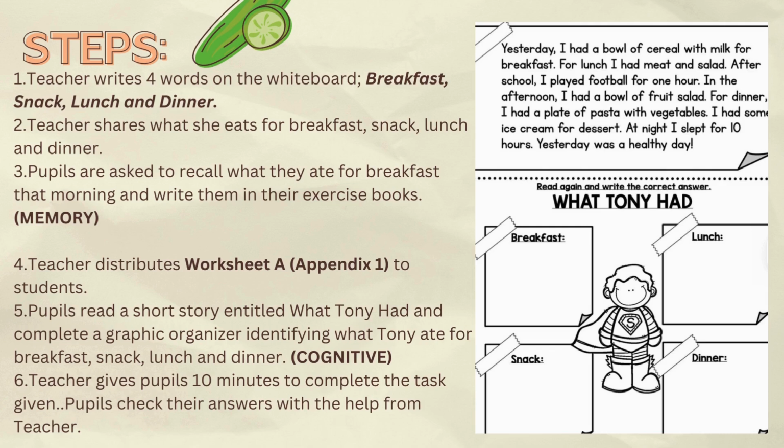Next, teacher distributes worksheet A to the students. Pupils read a short story entitled What Tony Had and complete a graphic organizer identifying what Tony ate for breakfast, snack, lunch, and dinner. This worksheet was developed based on Year 4 textbook and it was adapted from an online source as shown. Teacher gave pupils 10 minutes to complete the task given. Pupils check their answer with the help from teacher.